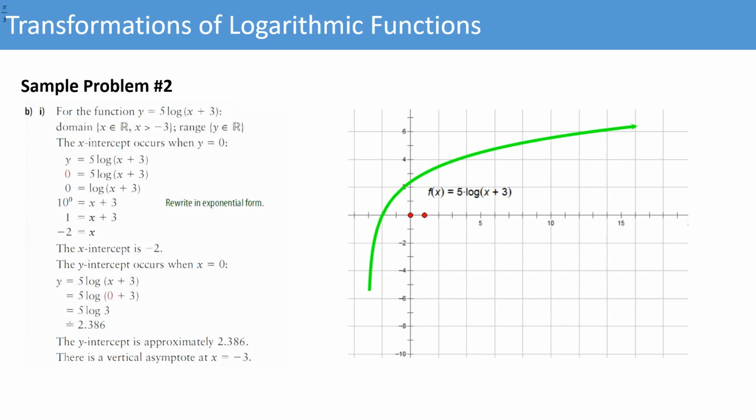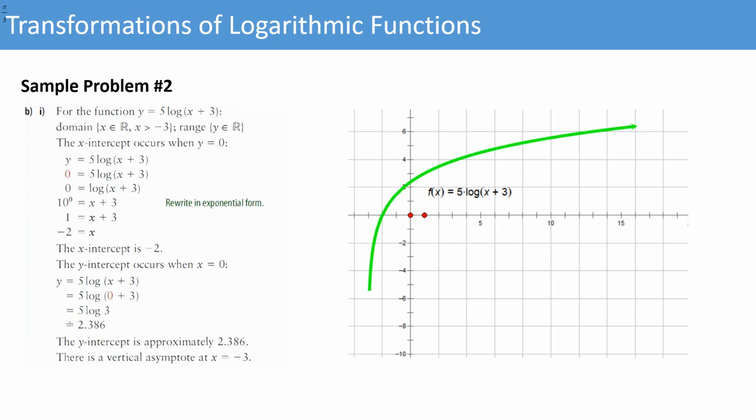So here is an example. For the function y equals log of x plus 3, the domain is x an element of the real numbers and x is greater than negative 3, from inside the bracket. The range is y an element of the real numbers. To find the x-intercept, we know that y is 0. So we take our equation, we set y to 0, and we get 0 equals log of x plus 3.